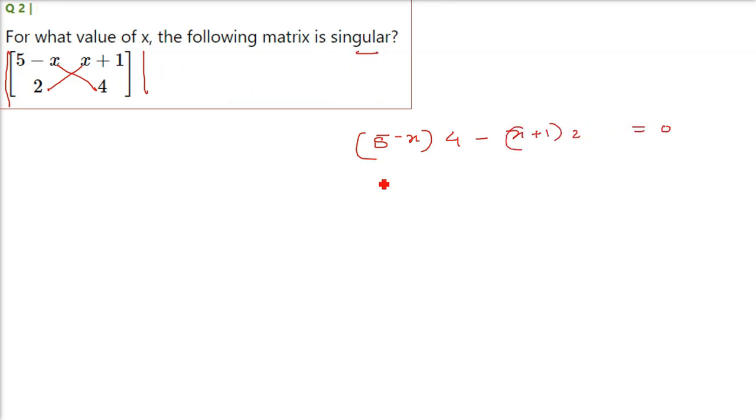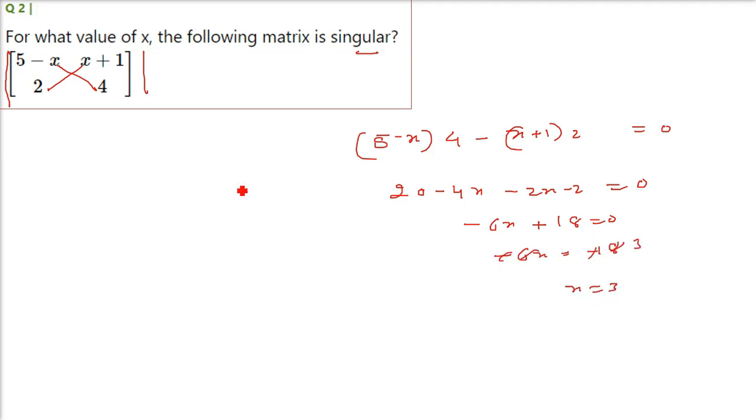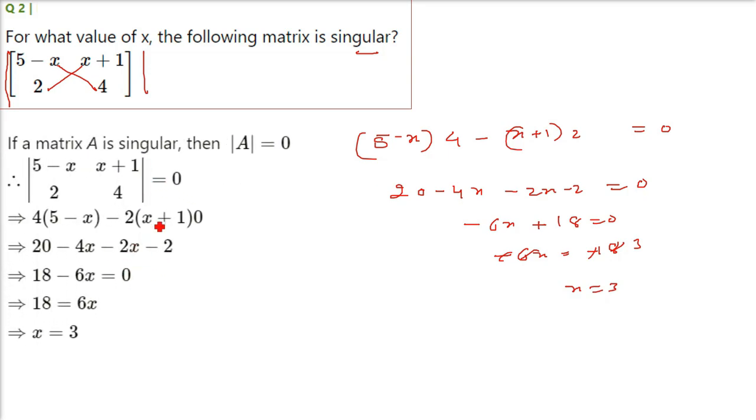Since this is singular, you get 20 minus 4x minus 2x minus 2 equals 0. So you get minus 6x, 20 minus 2 is 18, plus 18 equals 0. So 6x equals 18 basically. Minus minus gets cancelled, x is 3. So the answer is x equals 3. This is how you are going to write it.